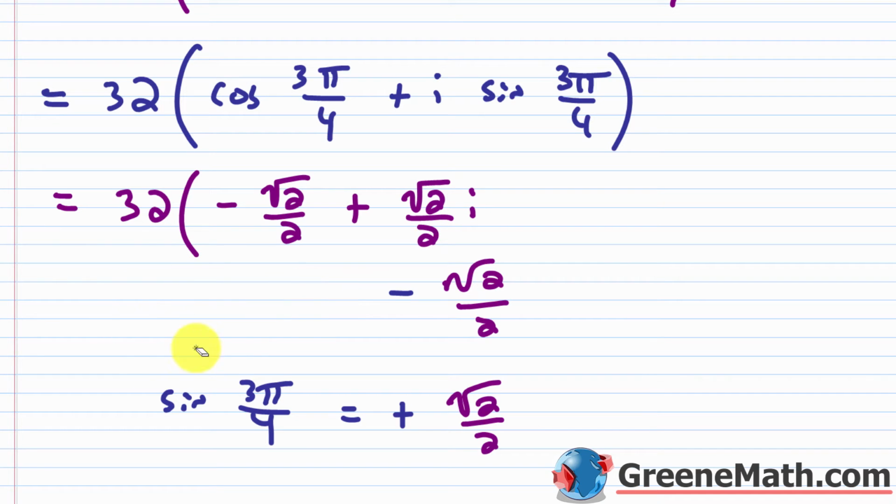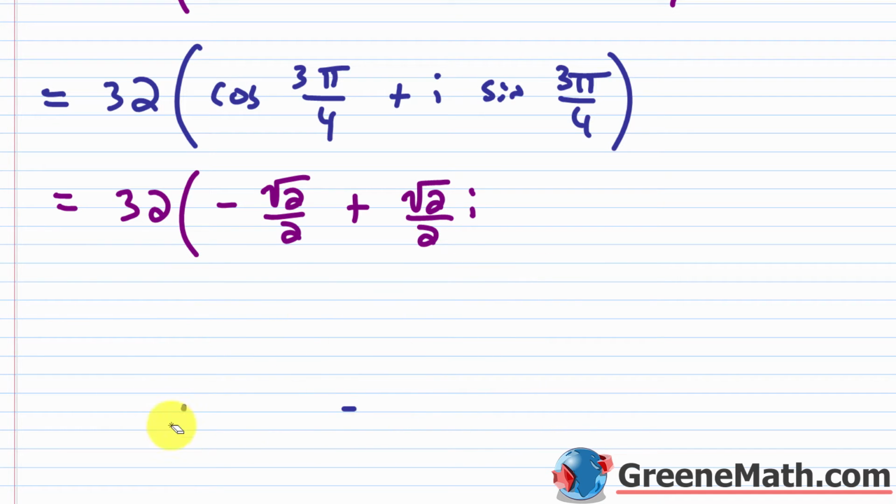Again, the I gets changed around based on what book you're looking at, what teacher you're working with. Sometimes they put it out in front there. It's really up to you. So what I'm going to do here is just say that 32 is multiplied by this. 32 divided by 2 is 16. So this would be negative 16 times square root of 2.